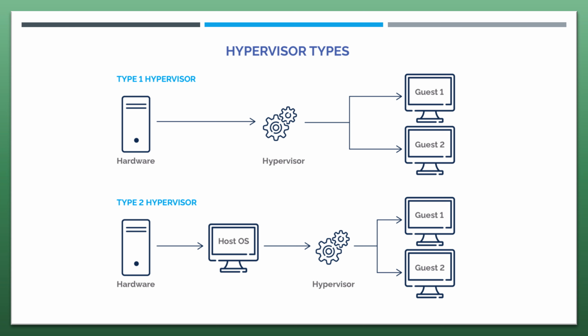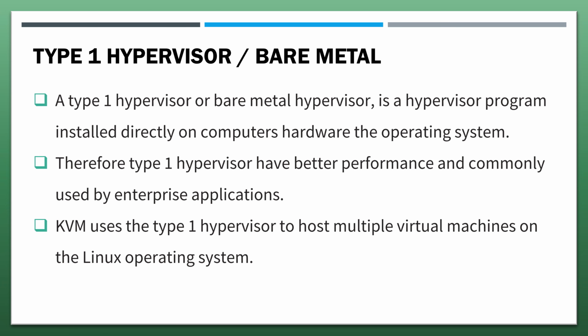Now you clearly understand about both type of hypervisors. The main difference in both hypervisors is operating system. In type 1 hypervisor it is absent, and in type 2 hypervisor operating system is present. Now let's learn about type 1 hypervisor, also called as bare metal.